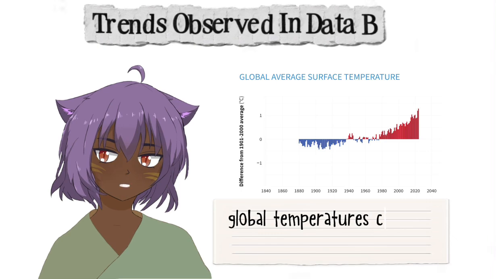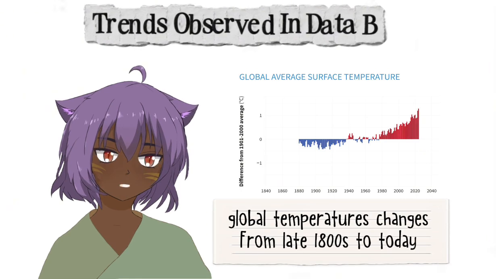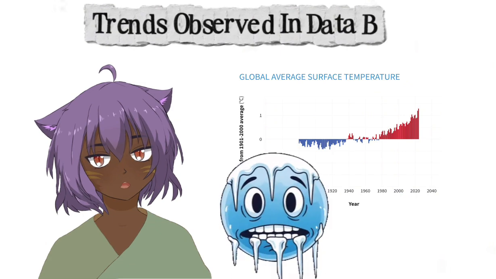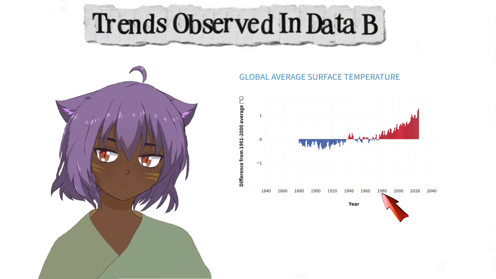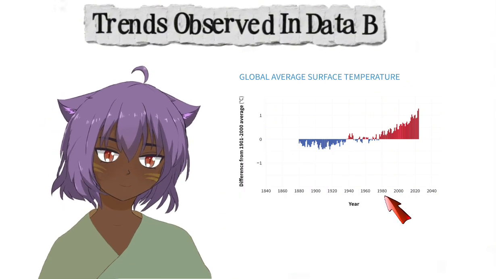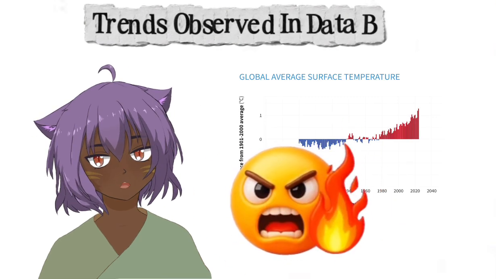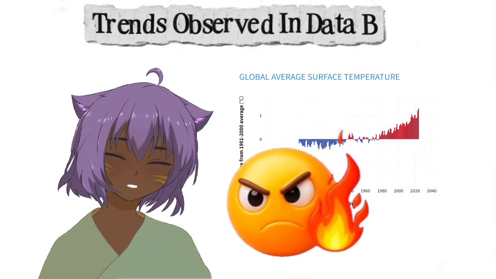This graph shows global temperature changes from the late 1800s to today. Early in the record, most years are cooler than average, shown by the blue bars. After about 1980, the pattern shifts and nearly all years become warmer than average. The red bars grow taller over time, especially after 2000, which shows that the rate of warming is increasing.